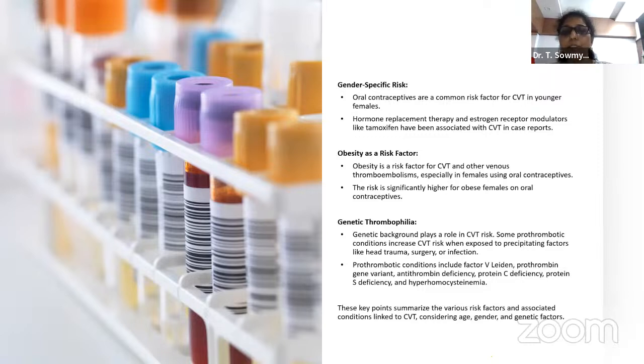And coming to genetic thrombophilia, prothrombotic conditions like factor V Leiden mutation, prothrombin gene variation, antithrombin deficiency, protein C and protein S deficiency, and hyperhomocysteinemia. With the background of these prothrombotic conditions, if they get exposed to precipitating factors like head trauma, surgery, or infection, they can have CVT.